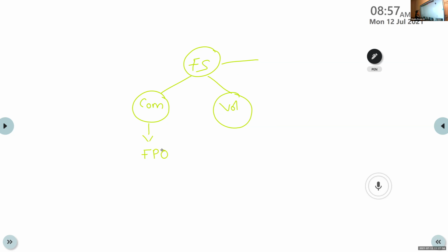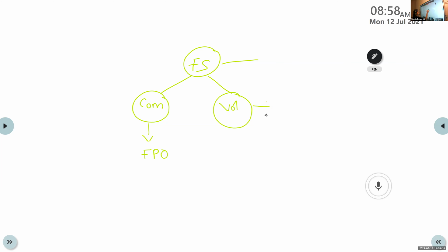FPO. What is this FPO? Fruit Product Order. Okay, you just write it, otherwise it leads to confusion. The food standards are of two types. One is compulsory standards and the other is voluntary standards.